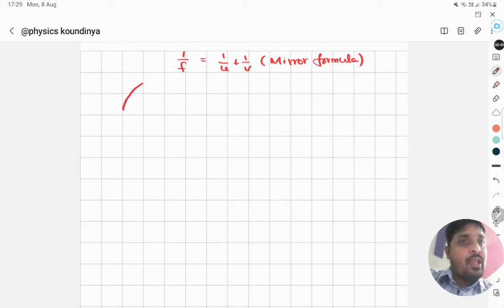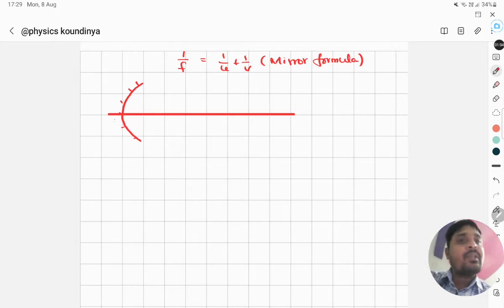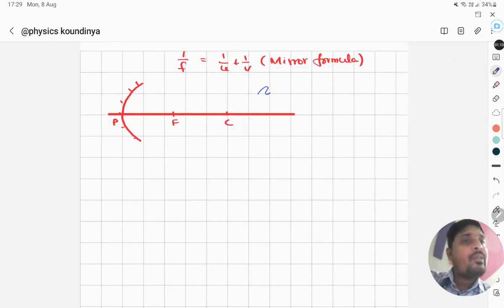So first of all I am going to draw a concave mirror. Okay, this is a concave mirror. You know this is called the principal axis. This is the principal axis, P, F, C, and now we are going to draw the object. So the object is kept here. Okay, this is the object OA.